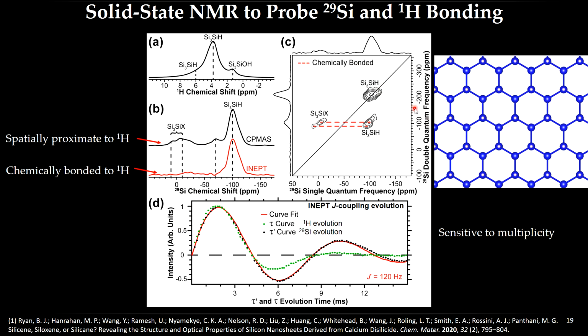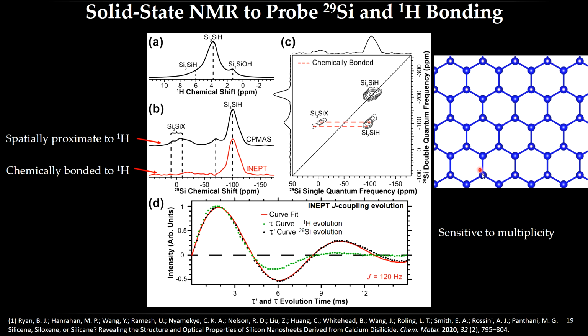Here on the top right, this is a 2D NMR spectrum. And things that occur along this main diagonal are chemically bonded to itself. So the fact that this Si3SiH feature exists along this main diagonal means that we have this type of silicon hydride that's bonded to 3 other silicon atoms, chemically bonded to itself.